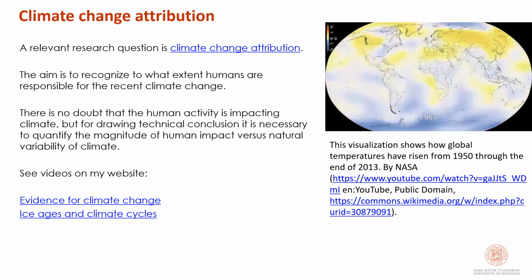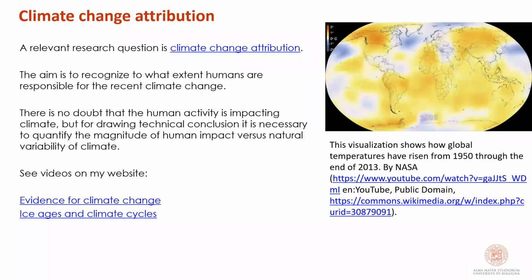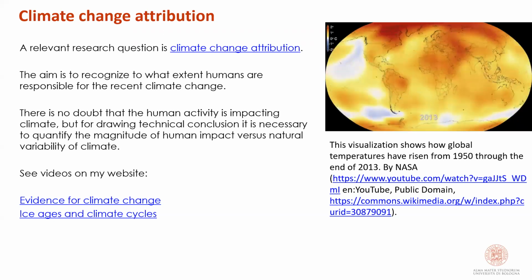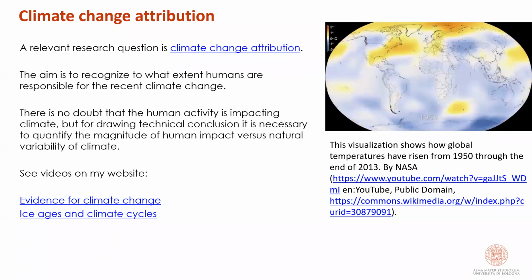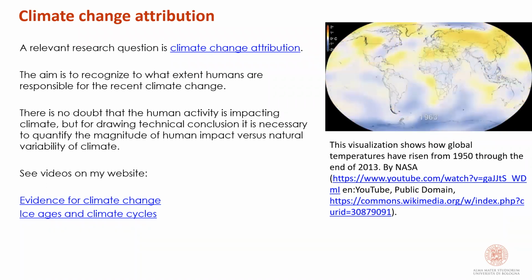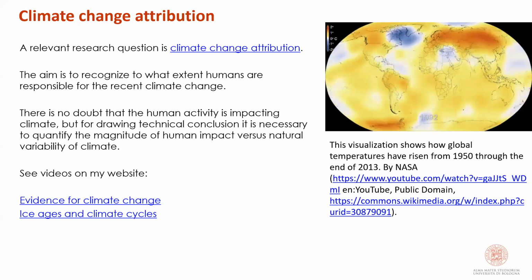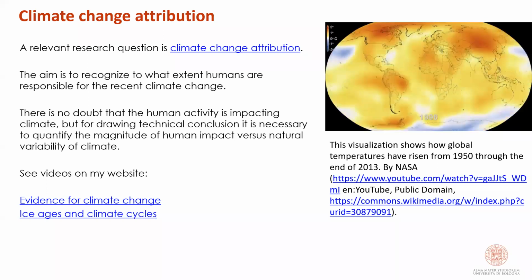And attribution, as I said, means science, means understanding the processes. The problem is that when it comes to the question of how significant the human contribution to climate change is, how much climate change is due to human activity, it's not a yes/no question. If it were a yes/no question, there is a clear answer. Yes, human activity is impacting on climate.